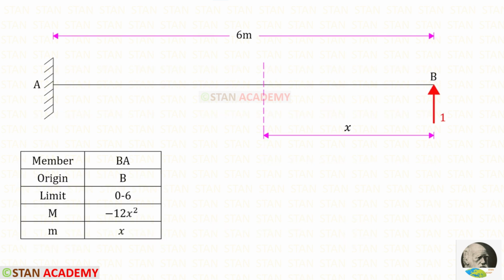Now we are going to find the moment small m. For that we have to remove all of the loads and apply unit load in the direction of RB. The unit load is acting in the anti-clockwise direction, so that it will be positive, and the distance is x. 1 into x, we will get x.